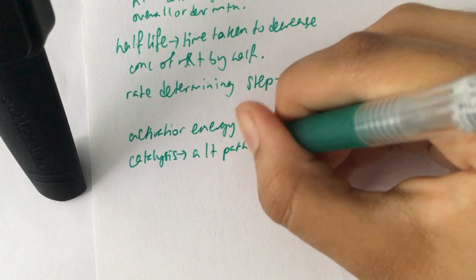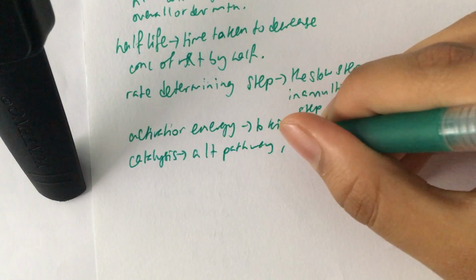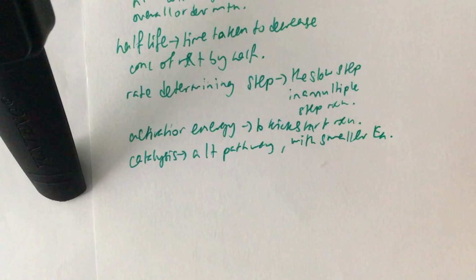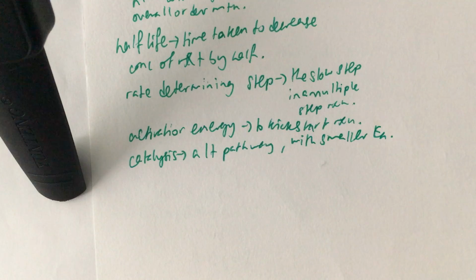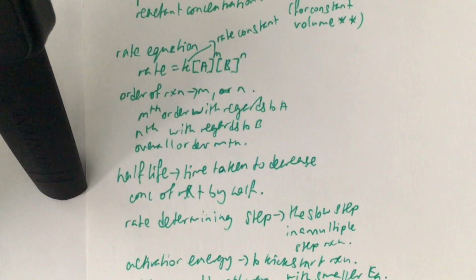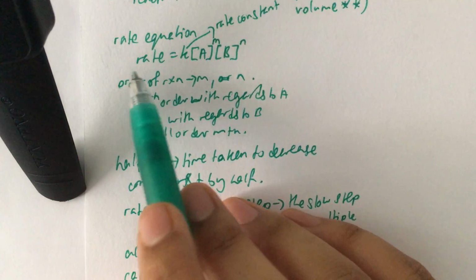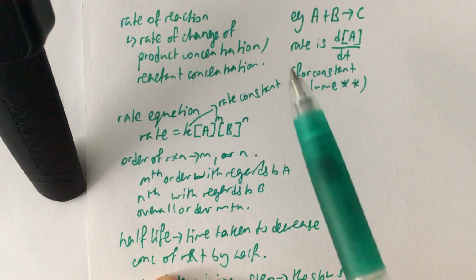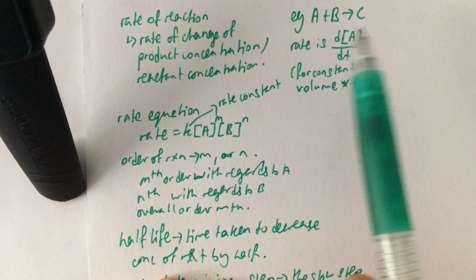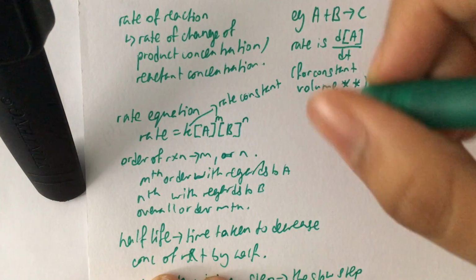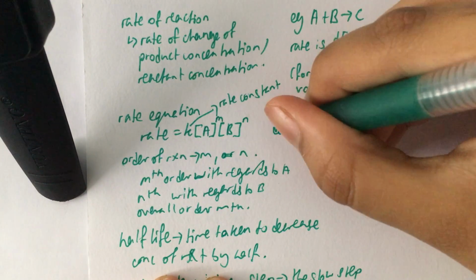The second one is to construct and use rate equations of the form rate equals k[A]^m[B]^n. This refers to a reaction where you have A plus B becoming products. In this scenario, the rate is dependent on A and B, the concentration of A and the concentration of B.